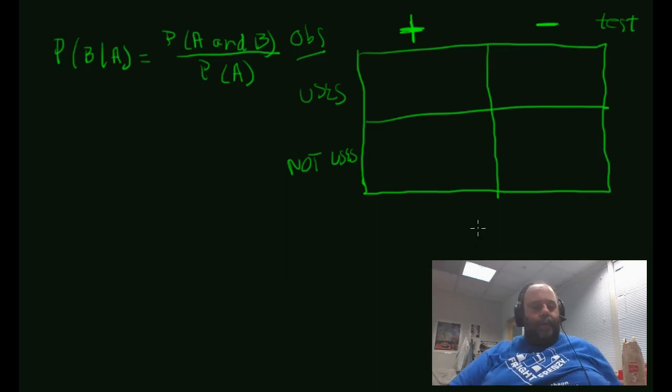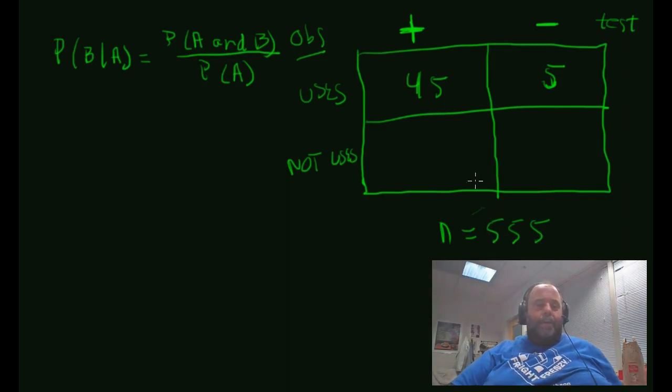So we're going to give ourselves a subset population size of 555 people, and we're going to break them into these categories. We're going to have 45 land here, 5 land here. So the total number of drug users out of 555 should be relatively small, which we've got, 50 out of 555, which is a small number. The non-users is going to be much larger, and we've got 25 here and 480 here.